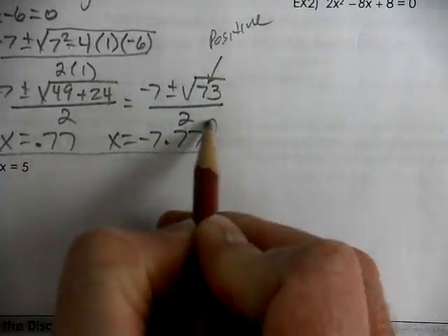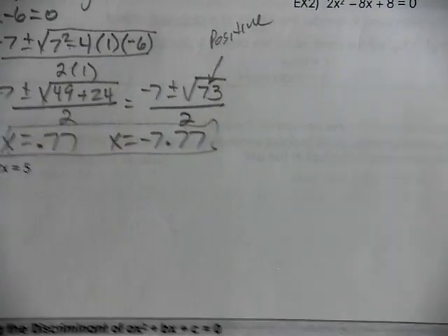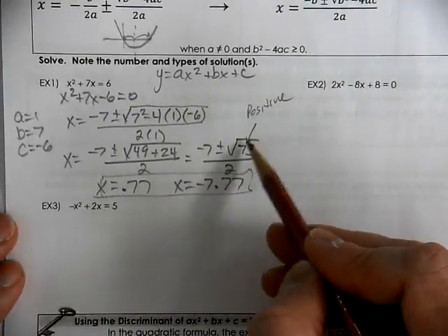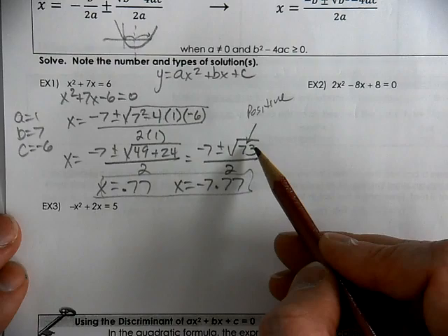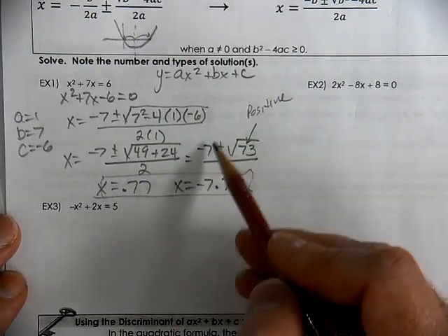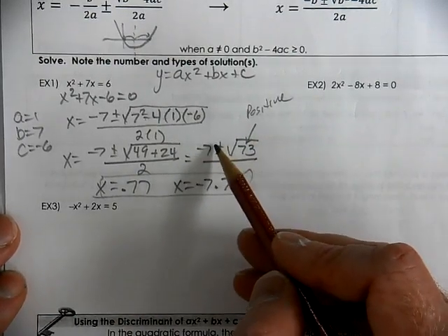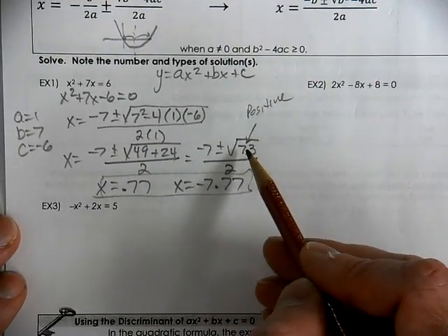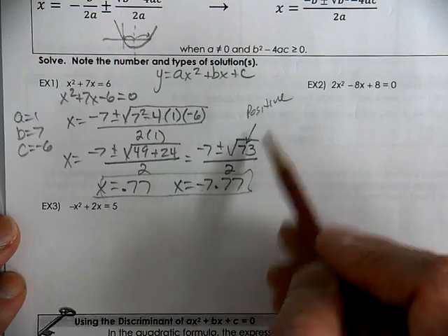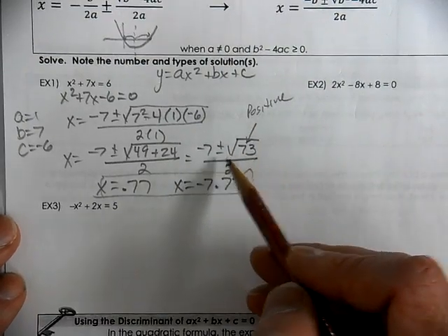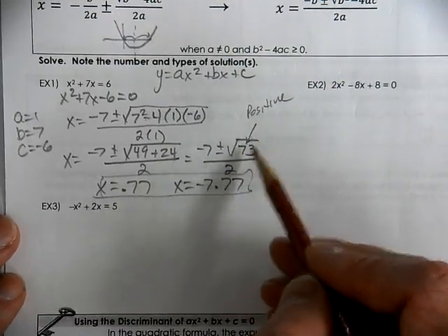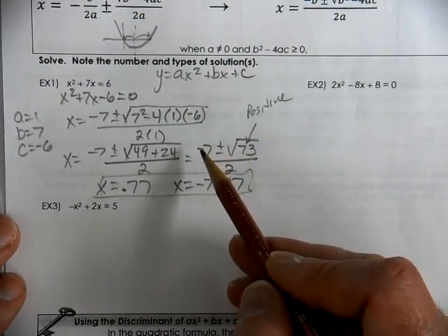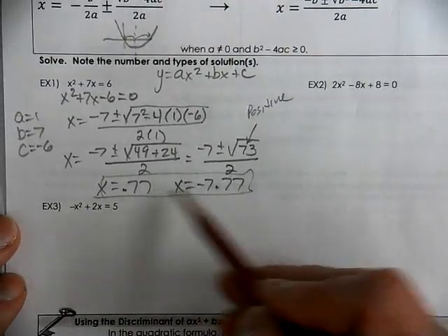So those are your 2 answers. You'll get 2 answers every time the value inside the square root is positive. Think about why. You're taking negative 7 and you're adding and subtracting a positive value. The square root of 73 is a positive number, so you're adding and subtracting what is approximately 8.5 to the negative 7. So you get 2 answers when you do that.